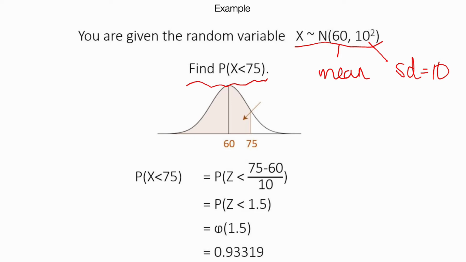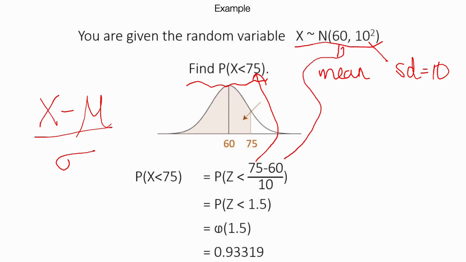So the first thing we'll do is use that formula on the previous page, which was x take away mu, which is the mean, over the standard deviation. So that's what's happening here. So working out the probability x is less than 75 is the same as the probability that z is less than 75, which is what we're trying to find, 60, which is our mean, and 10, which is our standard deviation. So when you work this out, 75 take away 60 is 15, over 10 is 1.5.